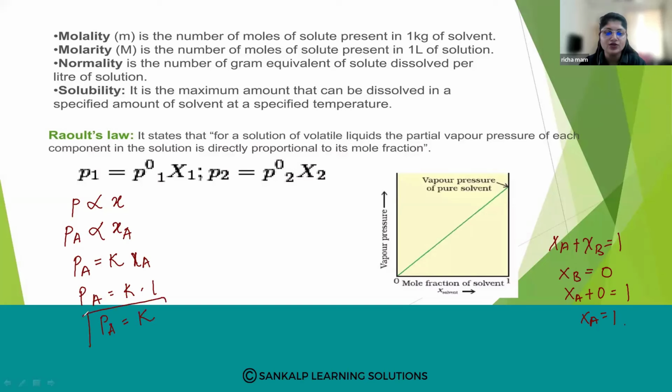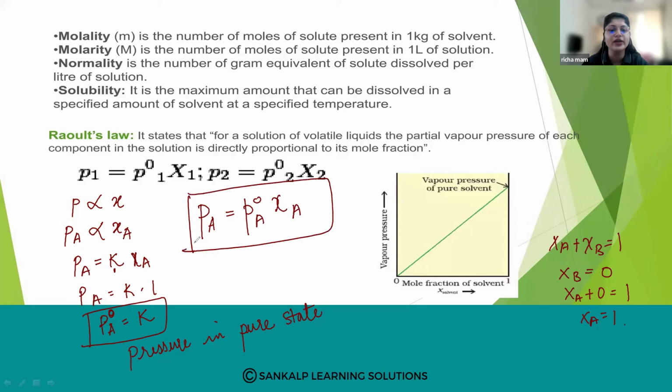So what we have done here is that this PA is in the pure state, so we are putting a naught on that. If we replace this here, P naught A is the partial pressure in pure state. So if I want to find the partial pressure of component A, it will be P naught of A into chi of A. So this is the partial pressure of component A.